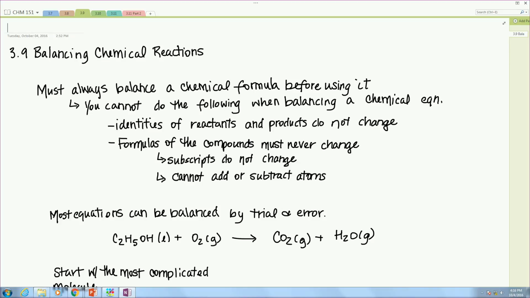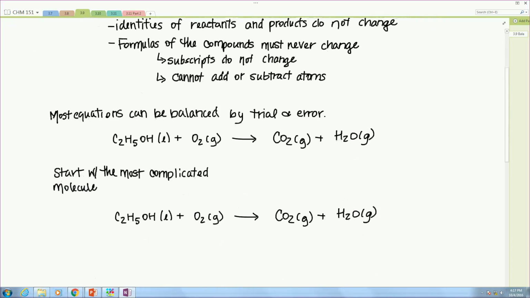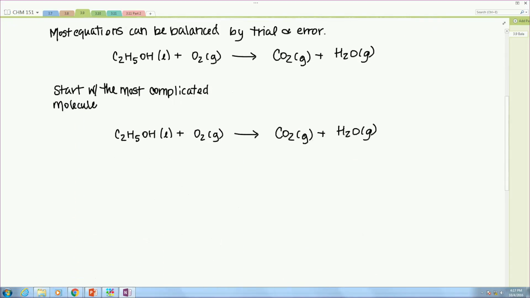So most equations can just be balanced by trial and error. So looking at what you have on each side and multiplying it by a number to get the same thing on the other side. So you always start with the most complicated molecule. So if we look in this equation here, we see that our most complicated molecule is this, the first reactant.